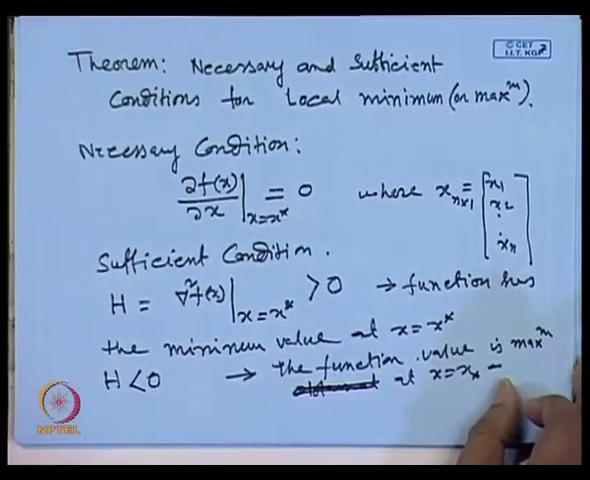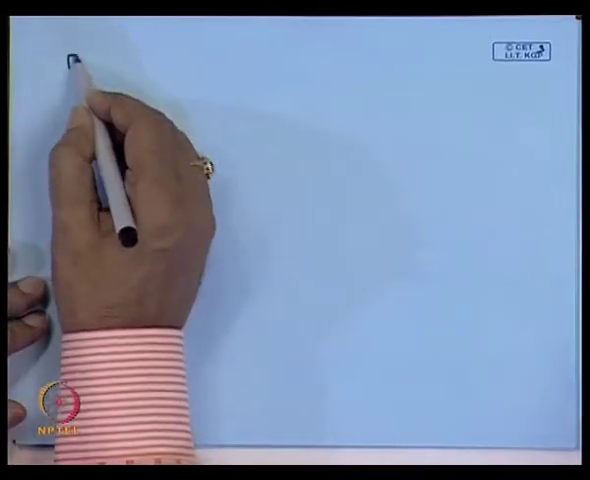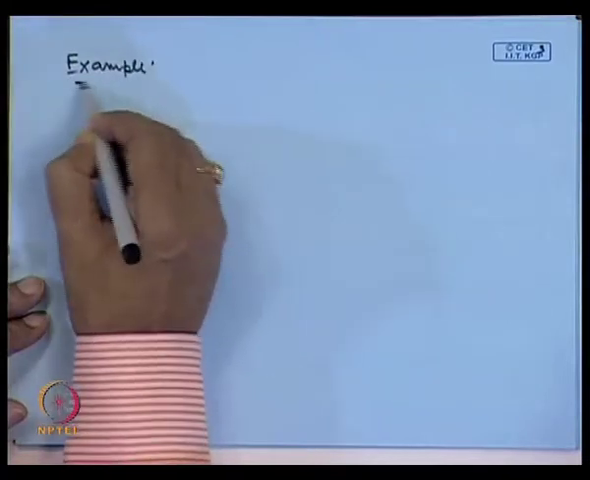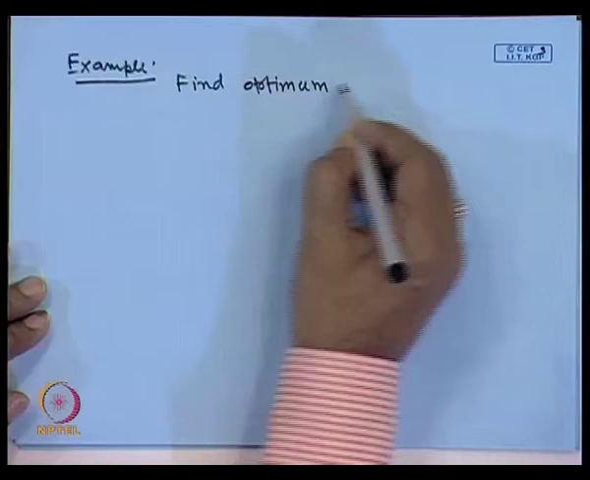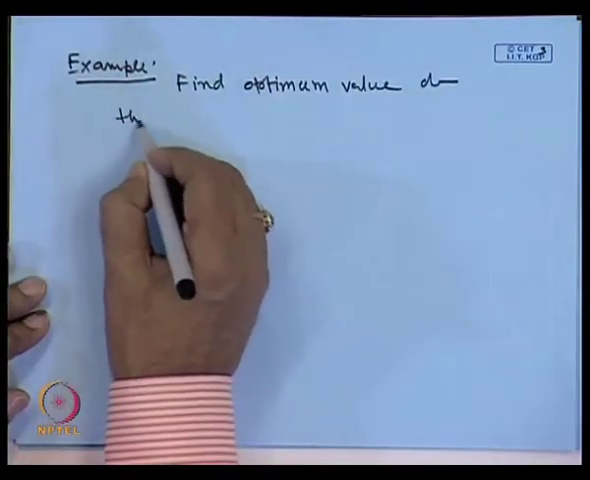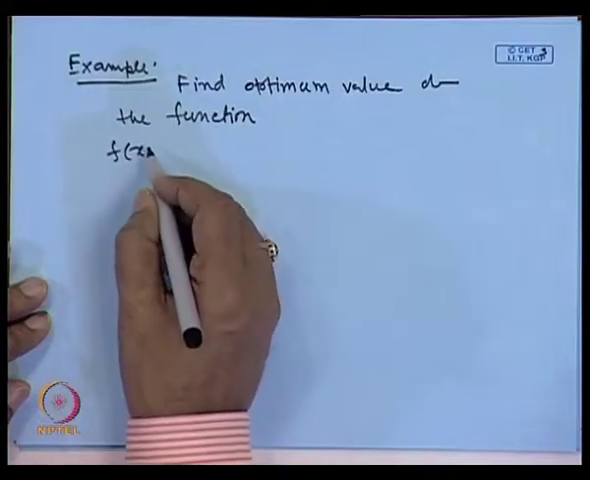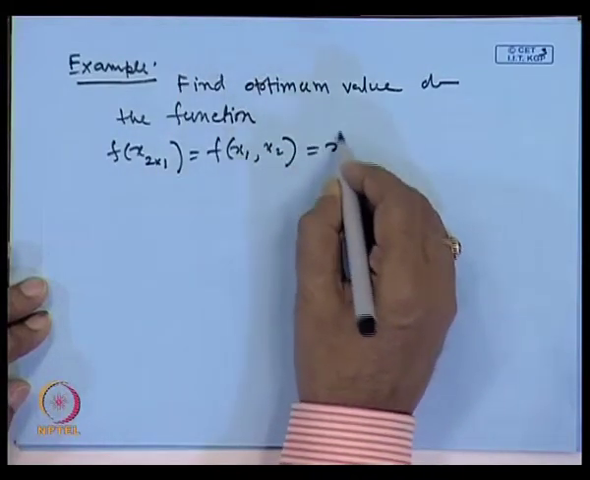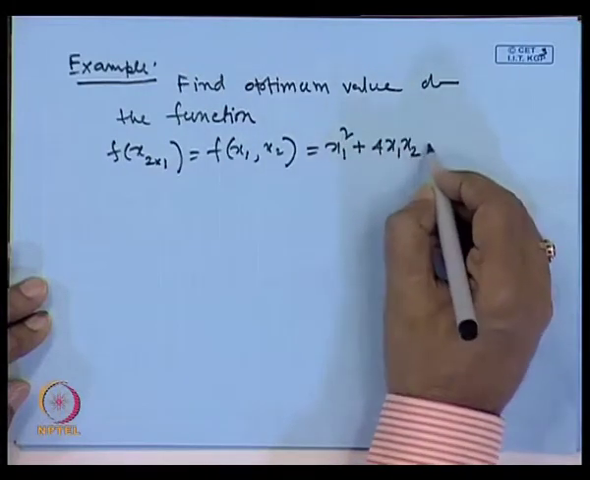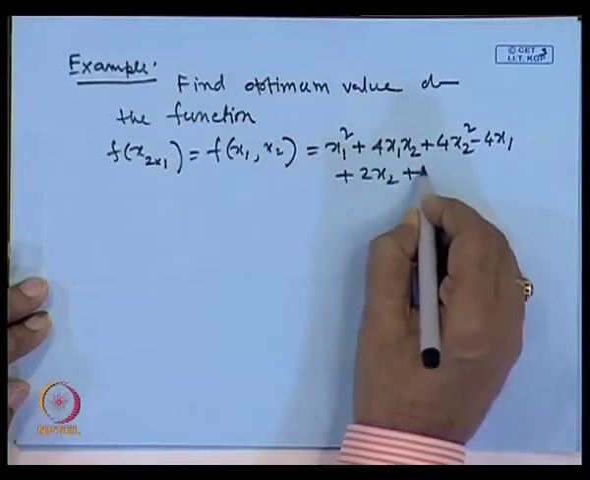So, let us take one simple example. Quickly we just take this example. Suppose you are asked to find out the optimum value of this function, either it is a minimum or maximum value of the function. So, the function is given f(x), which in our example is a 2 by 2, means it is a function of x1 and x2, that is x1 square plus 4 x1 x2 plus 4 x2 square minus 4 x1 plus 2 x2 plus 16.